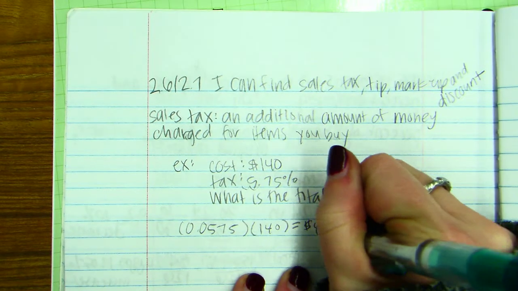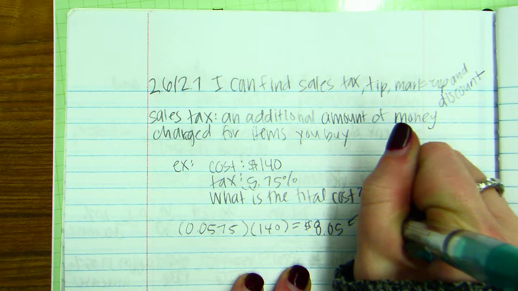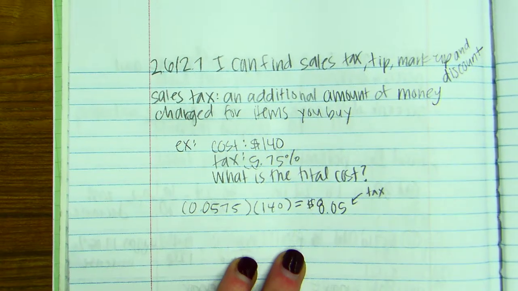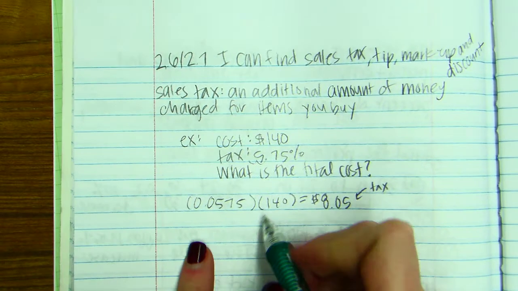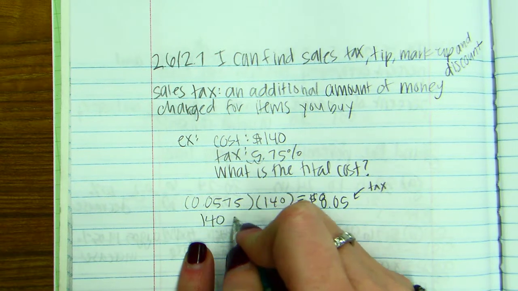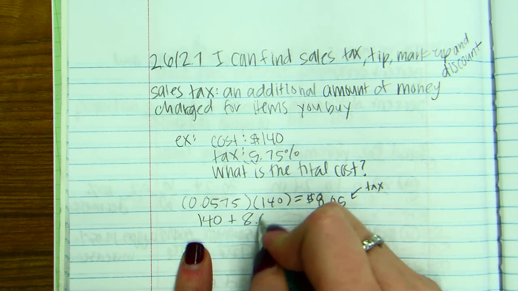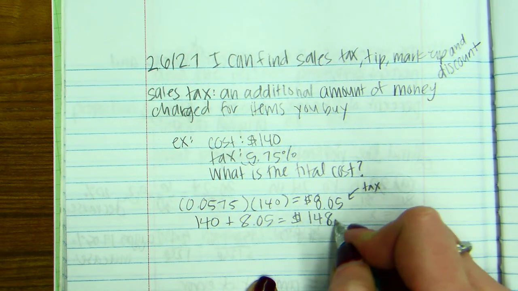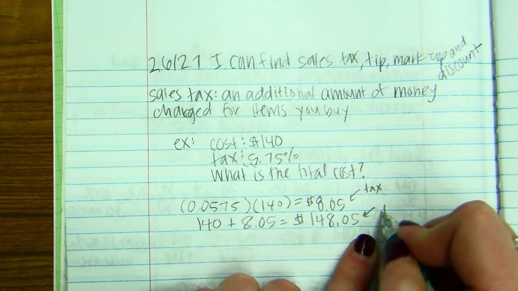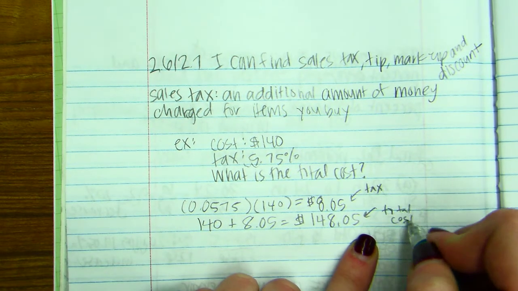So the sales tax is $8.05, but that's not what the question asks me. The question asks what's the total cost. To find the total cost, I have to pay the $140 for the machine plus $8.05 in sales tax. So my total cost is going to be $148.05. That's the total cost that I have to pay.